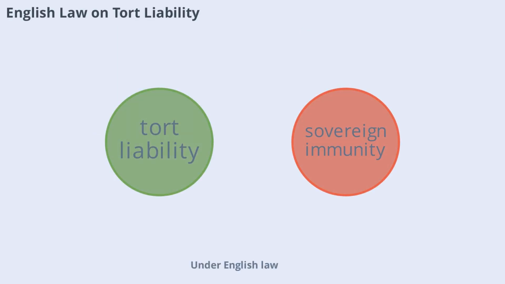Under English law, the Crown was historically immune from civil and criminal liability, based on the principle that the king can do no wrong. However, Indian law has evolved to hold the government liable for torts committed by its servants, reflecting a more modern and equitable approach.